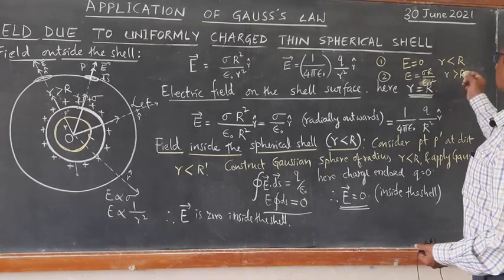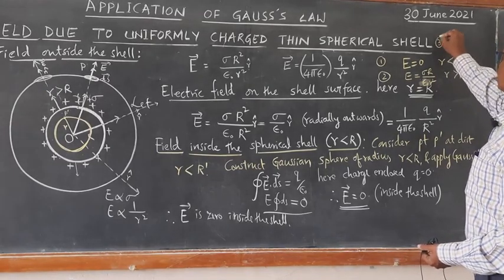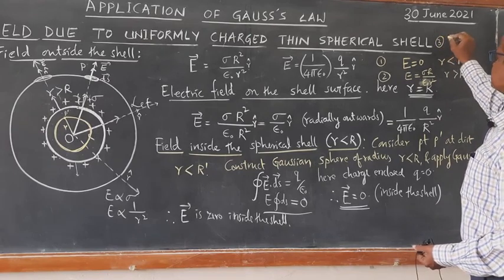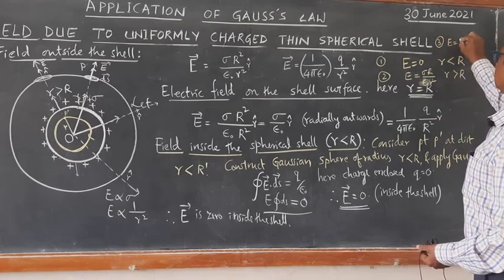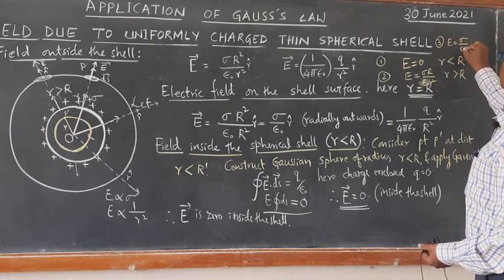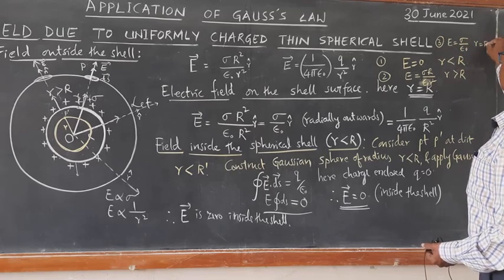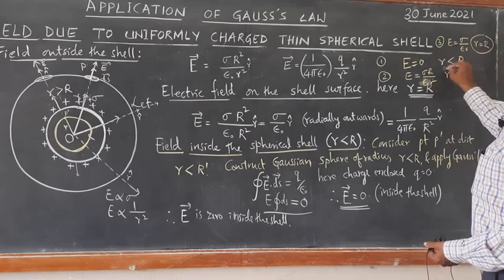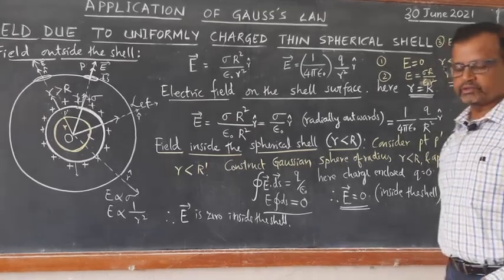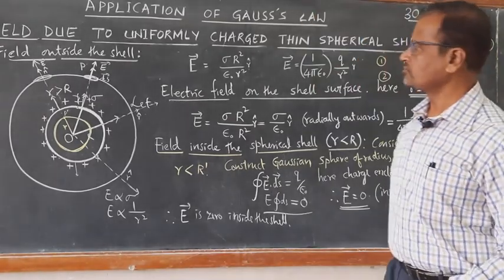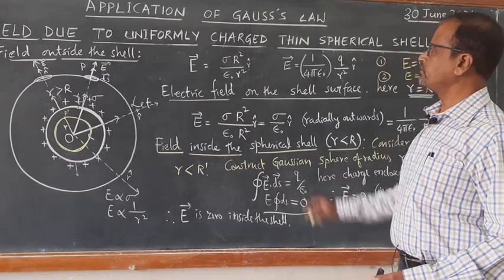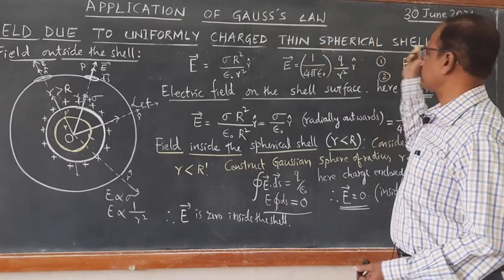Then third point, E is equal to sigma upon epsilon naught when r is equal to capital R. So, in this way we conclude the discussion on finding the electric field due to a uniformly charged thin spherical shell.